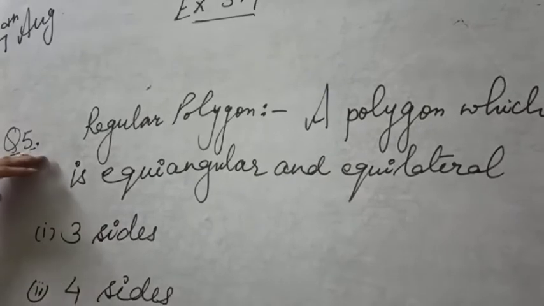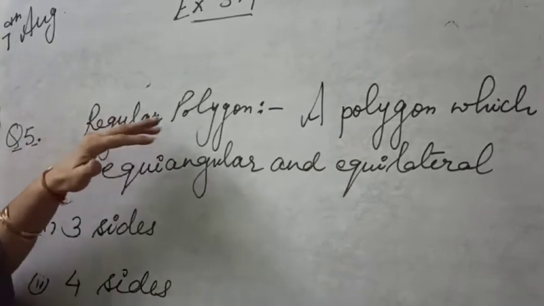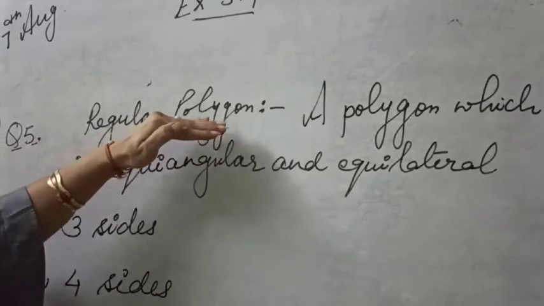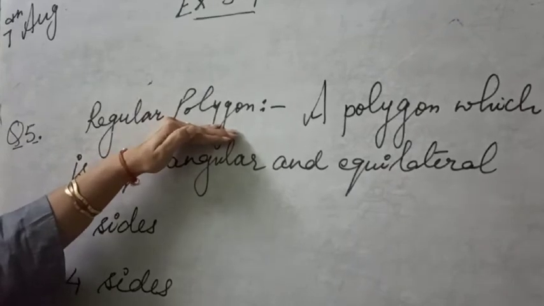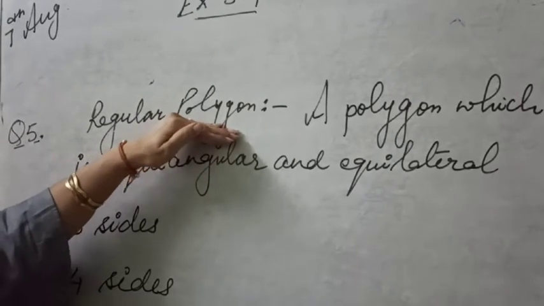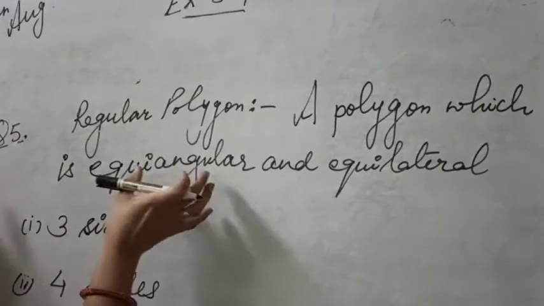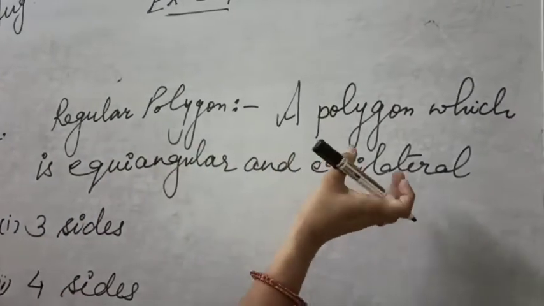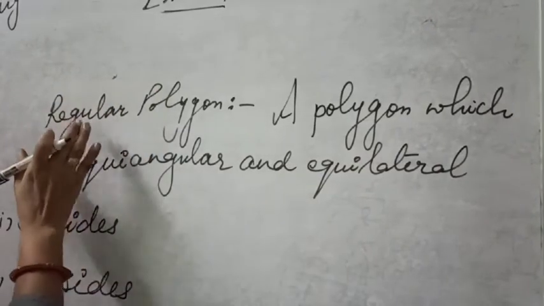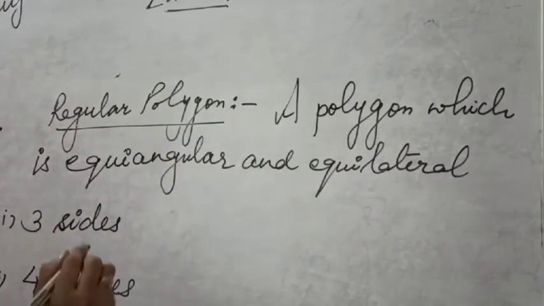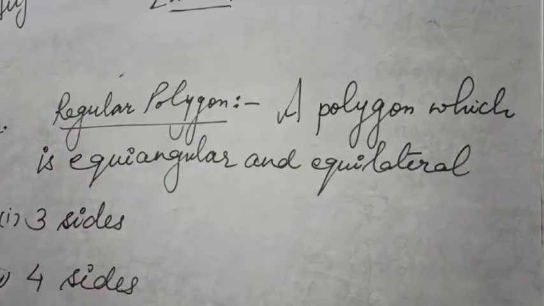In question 5 we have to define what is a regular polygon. Student, you know what is a polygon. A simple closed curve which is made up of only line segments is called a polygon. Now a polygon which is equiangular as well as equilateral will be called a regular polygon. So that is the definition of a regular polygon.